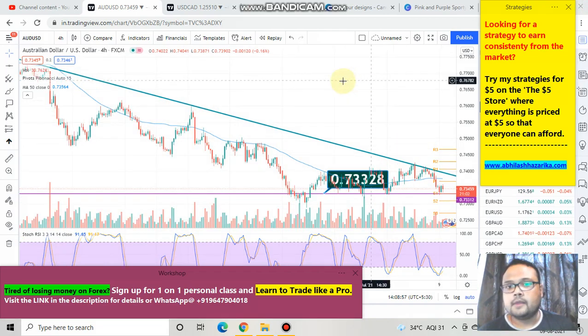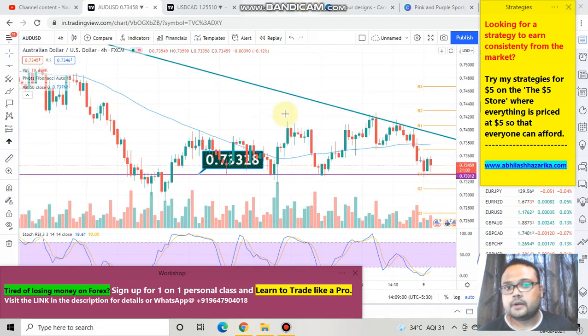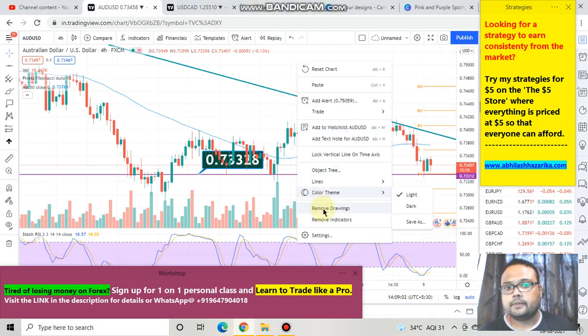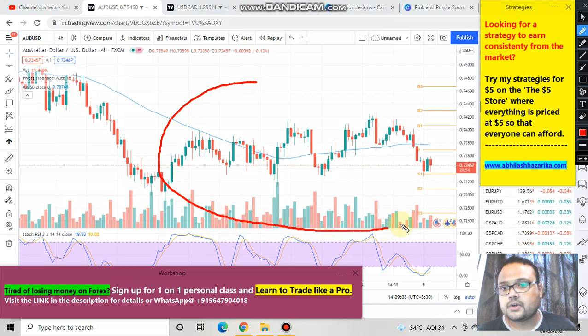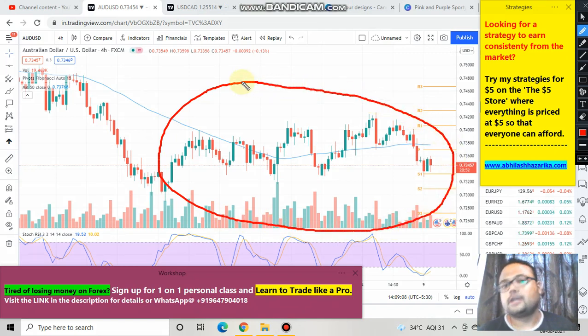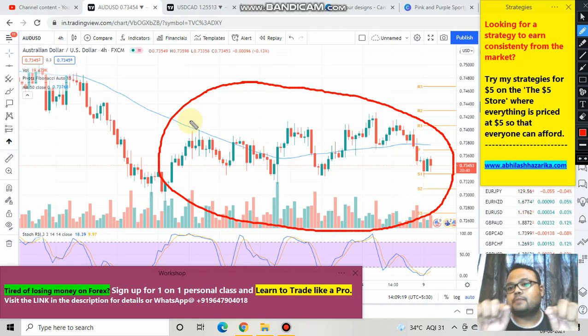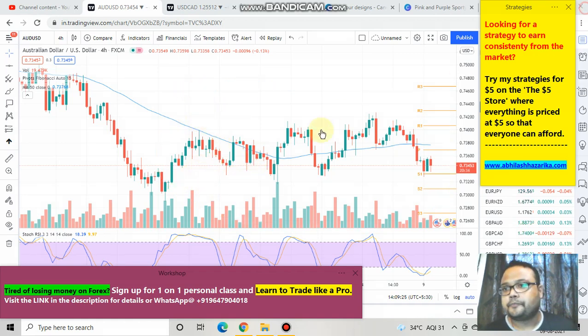Okay. But if we just concentrate on this particular portion of the chart here, let me remove the drawings. If I just ask you to focus on this particular portion of the chart, then do you still think that this market is in downtrend? No. This market is not in downtrend right now. The overall trend of the market may be towards the downside, but this present market is not in downside. Rather, this is a sideways market.